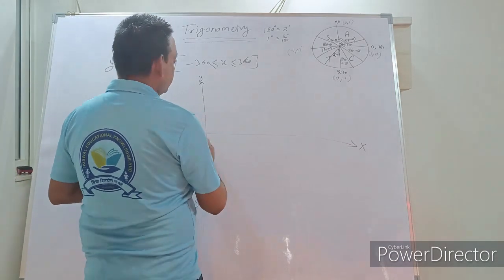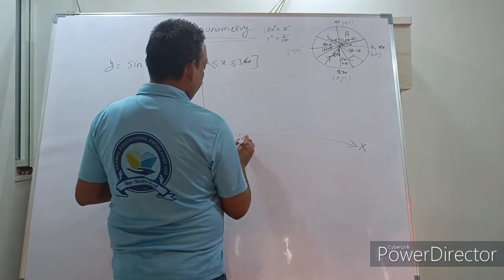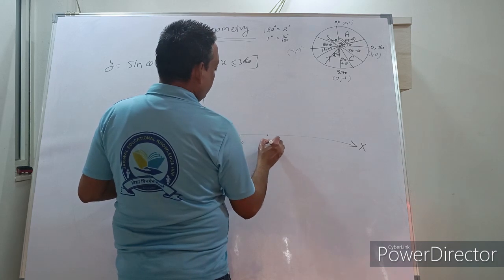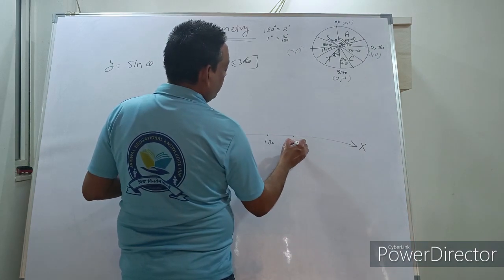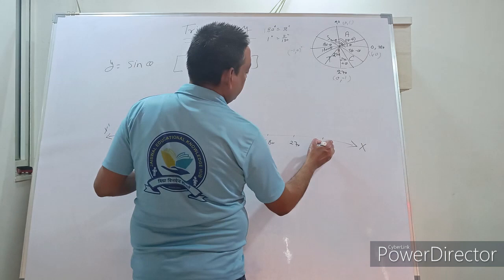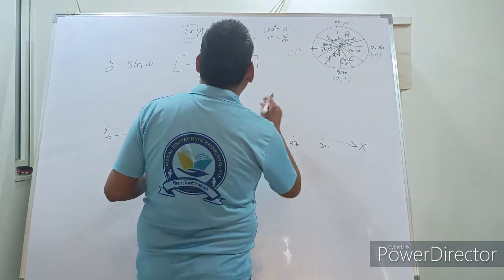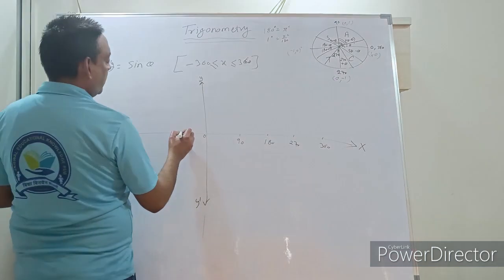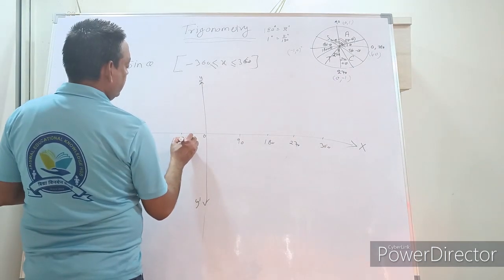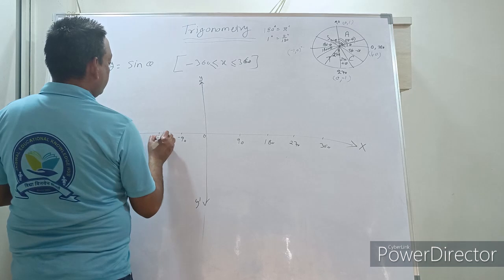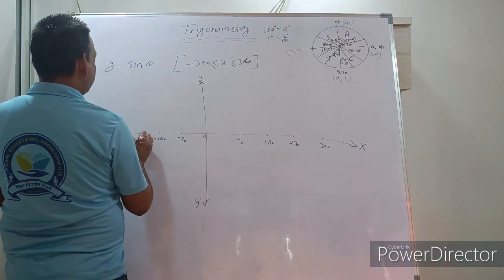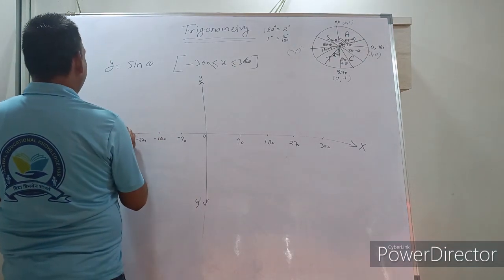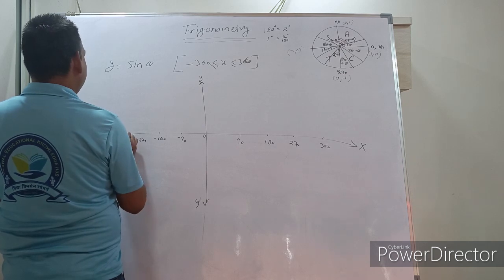So let's take 0, 90, 180, 270 and 360. Since we need till 360, we are drawing the graph till 360. This side will be minus 90, minus 180, minus 270 and minus 360.